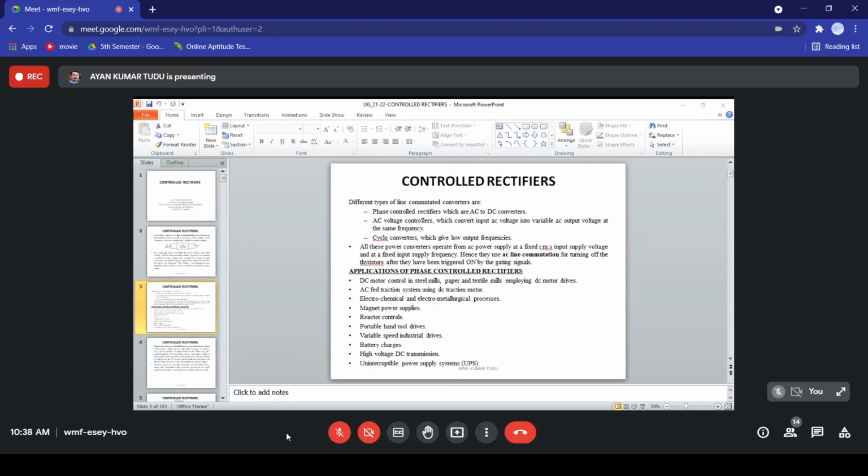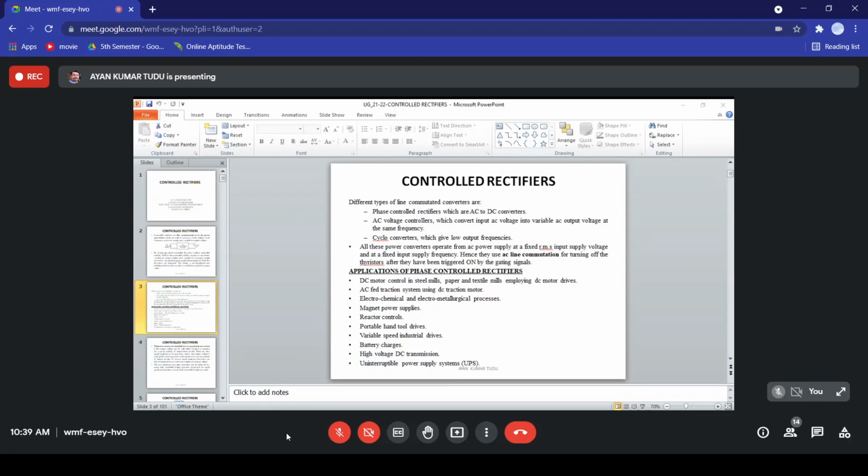What we can understand is that whenever the thyristor current or the load current falls to zero, the thyristor will be turning itself off. Okay, so that is what is known as AC line commutation. So they use AC line commutation for turning off the thyristors after they have been triggered on by the gating signals. The applications of these phase control rectifiers are huge actually.